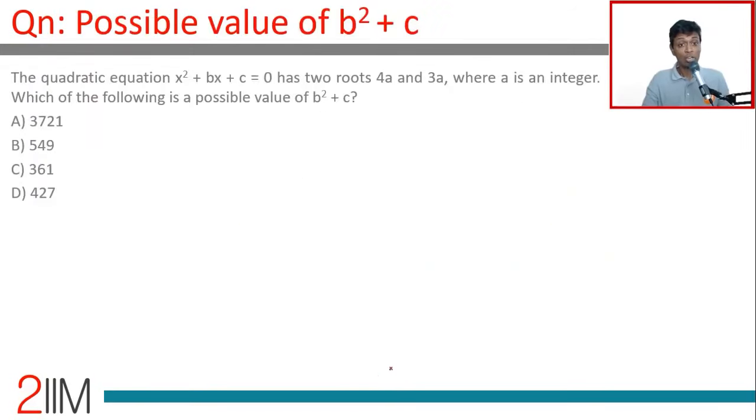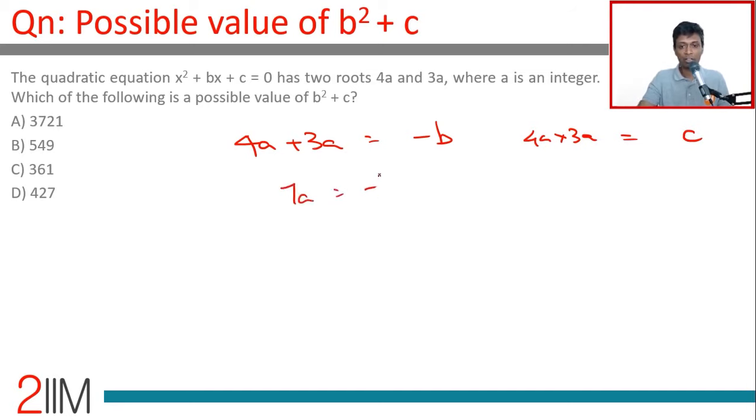Brilliant. The quadratic equation x square plus bx plus c equal to 0 has two roots, 4a and 3a, where a is an integer. Which of the following is a possible value of b square plus c? Brilliant. Sum of the roots, that is 4a plus 3a equals minus b. Product of the roots is 4a into 3a. This is c. Sum of the roots is minus b by a. Product of the roots is c by a.